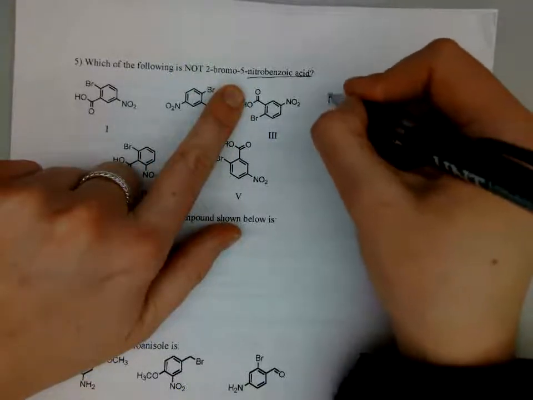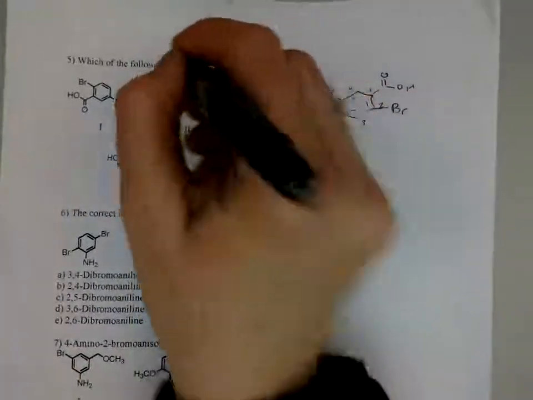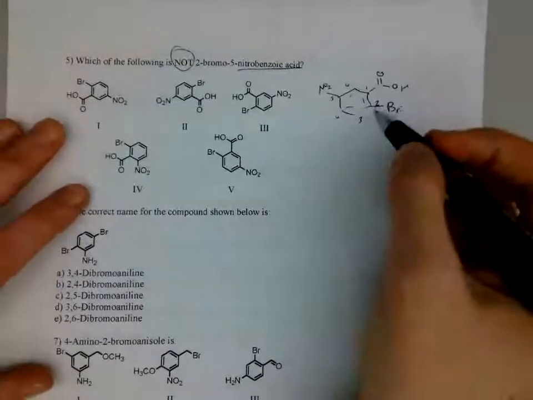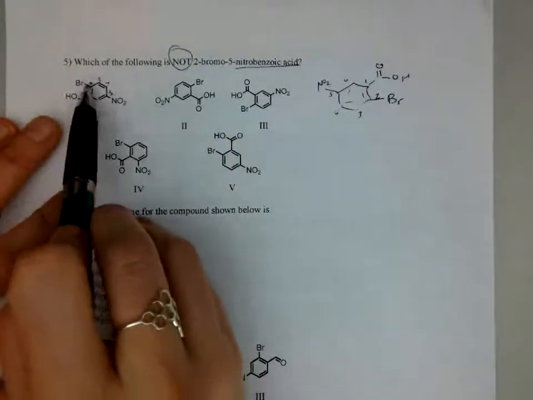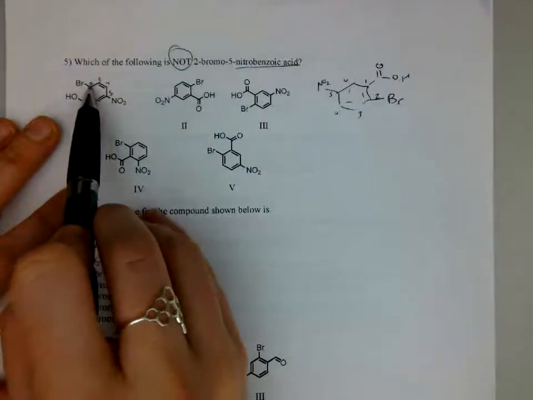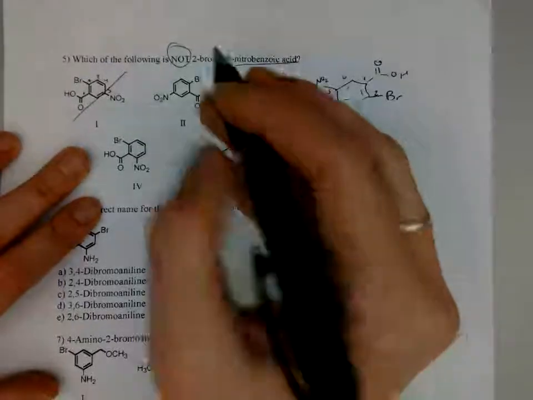3, 4, 5 is nitro. So we want to be able to number which one is not 2-bromo. So we need to be able to find this numbering system on all of them. So 1, 2, 3, 4, 5 on this one. Sorry, I covered up my hand. 1, 2, 3, 4, 5. So we've got benzoic acid 1, bromo 2, nitro 5. That is, so it's not the right answer.